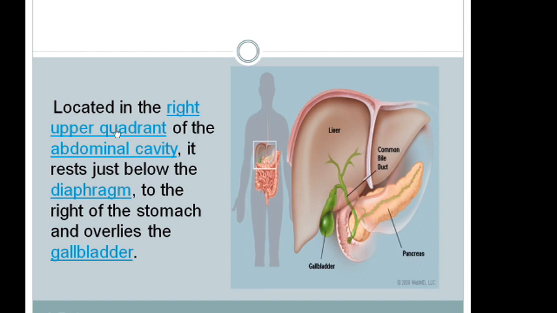It is located in the right upper quadrant of the abdominal cavity. It is present on the right side of the abdominal cavity in the upper quadrant and rests just below the diaphragm, to the right of the stomach, and overlies the gallbladder.